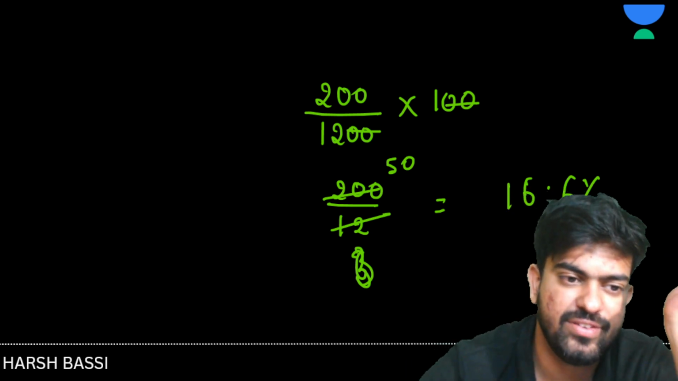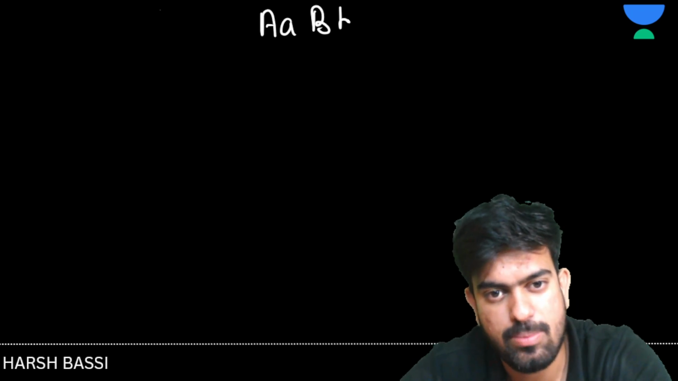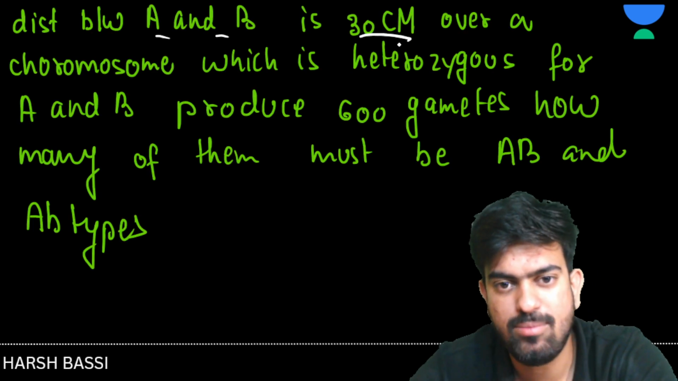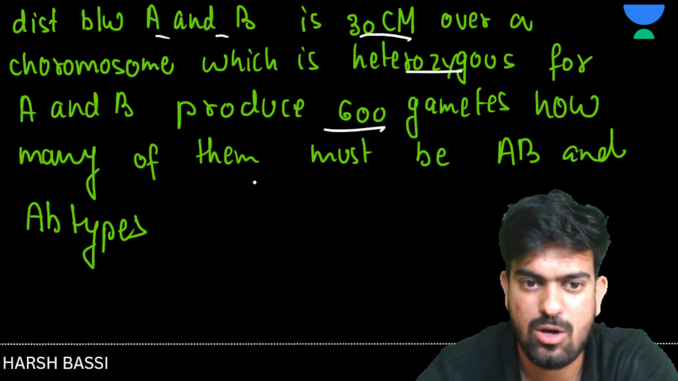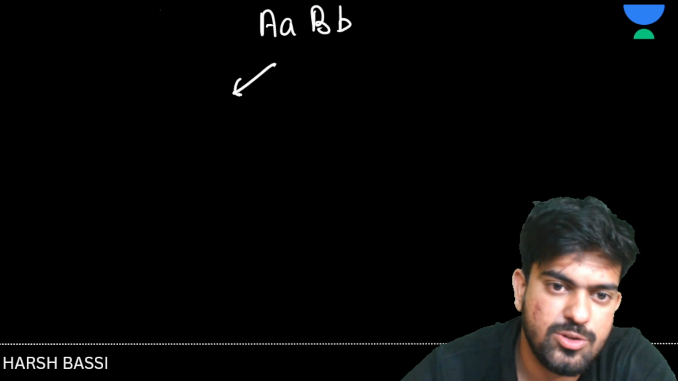Now we have been given the distance, and we have to tell about the gametes. Okay, so see, again, that is heterozygous. So let's have capital A small a, capital B small b only, right? It's saying this A and B is 30 morgan, heterozygous, and they produce 600 gametes. How many of them will be this and this, right?